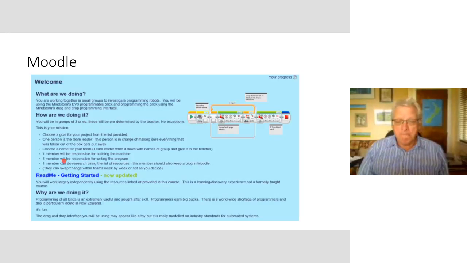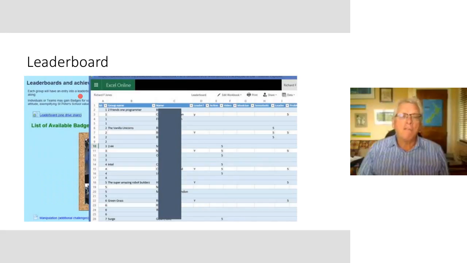We used OneDrive, Microsoft OneDrive Share for the leaderboard. So this is a standard Excel spreadsheet here. You can see the groups here. You can see the badges and awards, achievement awards are here. So they come up to a nice little total.